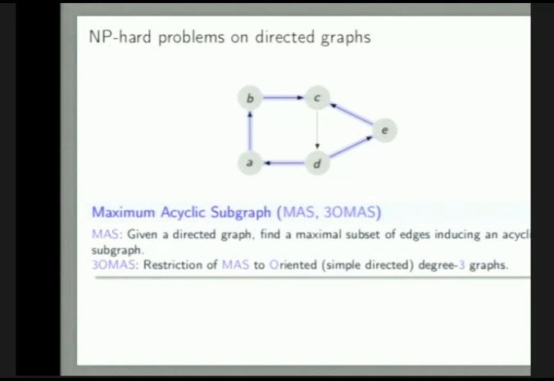Now in particular, we are using the so-called L-reduction, which is a special type of reduction. To have that property, instead of doing the reduction from max acyclic subgraph, we do the reduction from a restriction of max acyclic subgraph to oriented simple directed graphs that have degree 3. By oriented I mean that you don't have parallel edges, and by degree 3 graphs I mean that the in-degree plus out-degree is less than or equal to 3 at every vertex. So we will be doing the reduction from this problem, 3-MAS.